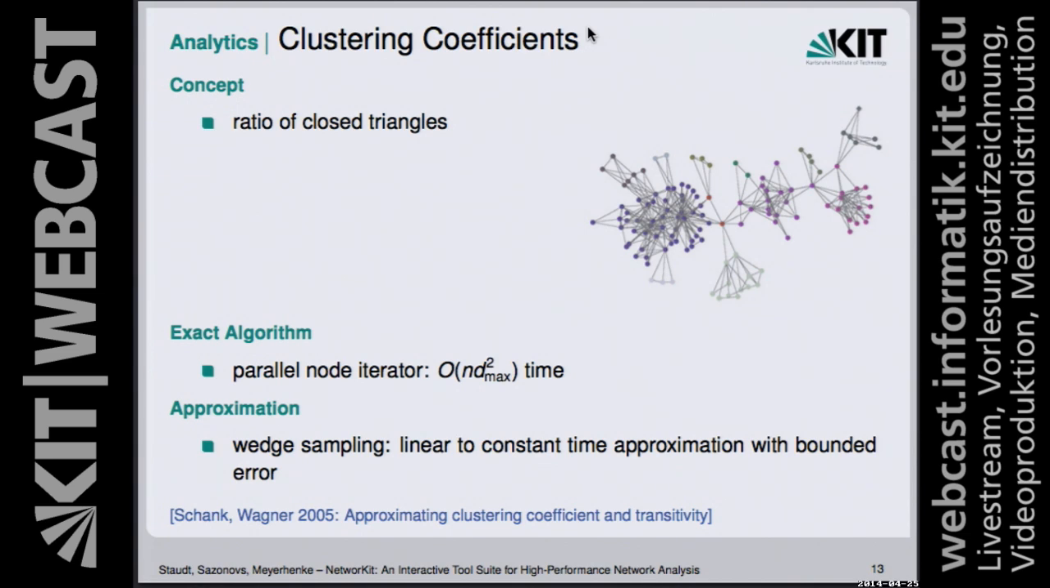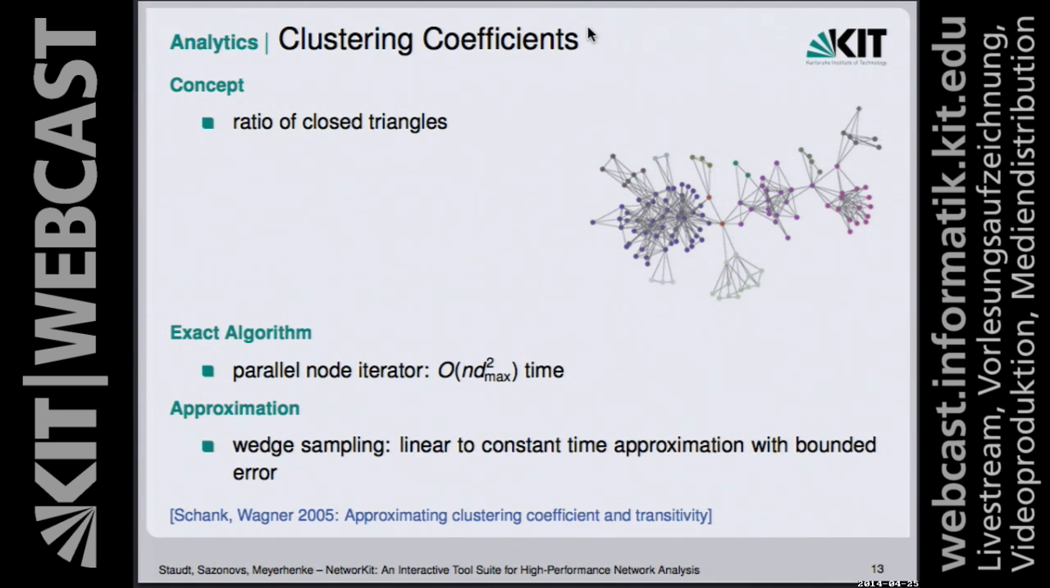Another important property are the clustering coefficients. What a clustering coefficient expresses is basically how many of the possible triangles in the network are actually closed. And this can be calculated as an exact value by counting all of the triangles. We accelerated this with parallel iteration over all the nodes, but still the running time is O(n · d_max²), where d_max is the maximum degree. And this will probably be not fast enough for the kind of networks we target.